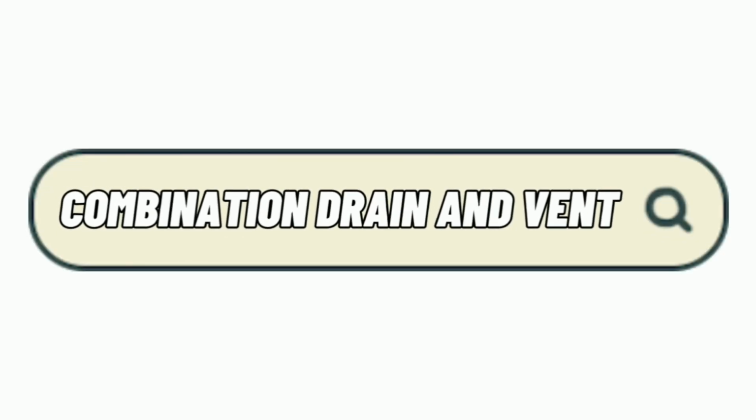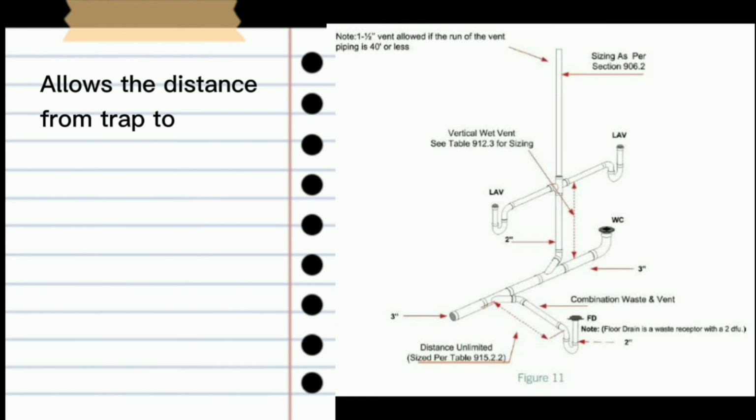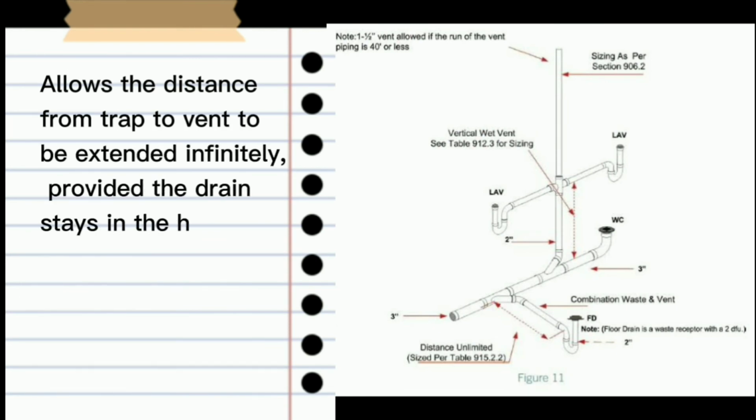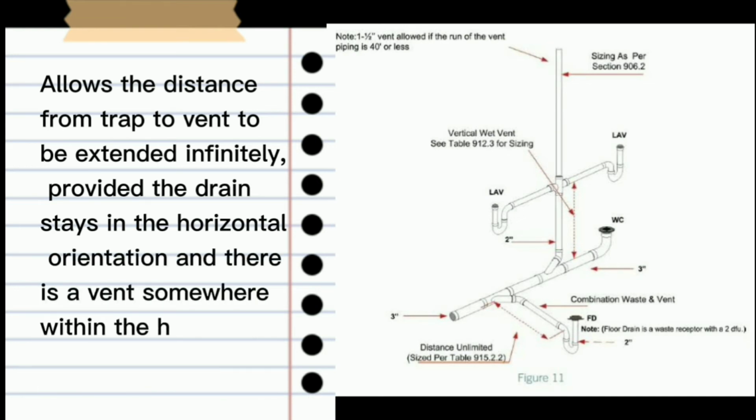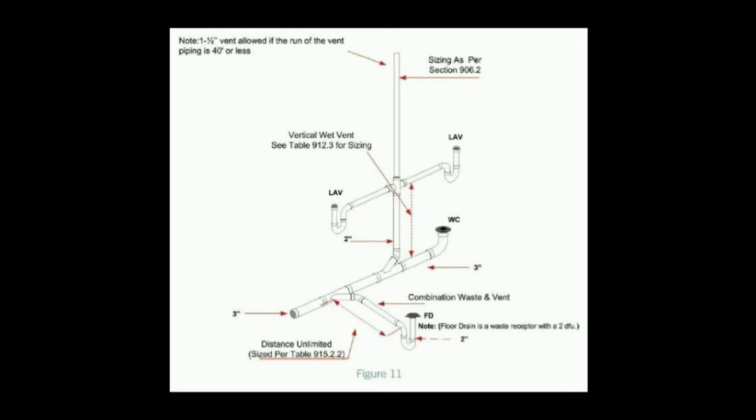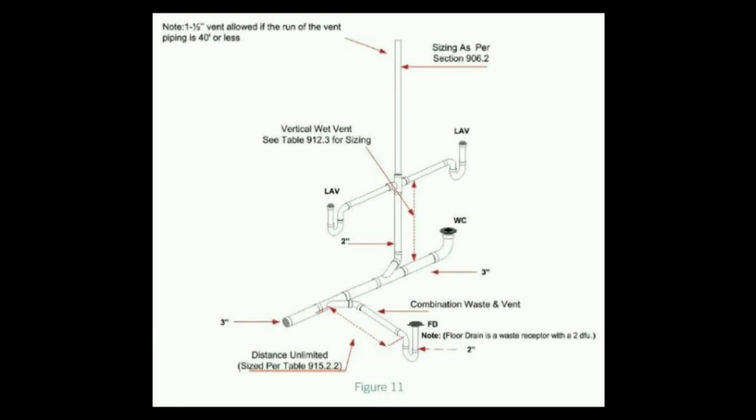The last method is combination drain and vent. This one helps the distance from trap to vent to be extended infinitely. Here, the drain is in horizontal orientation and a vent somewhere is connected with the horizontal branch. So this picture shows how the combination drain and vent method works.